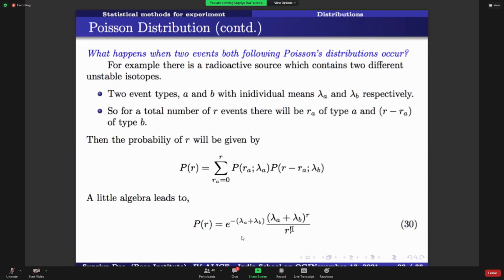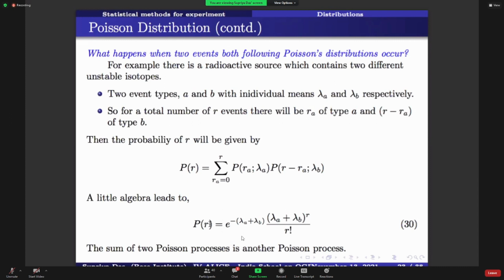But this is what happens if you take the product of two Poissonians. You see what it is? Your mean is the sum of two means, right? That is the most important thing. The sum of two Poissonian processes is another Poissonian process.